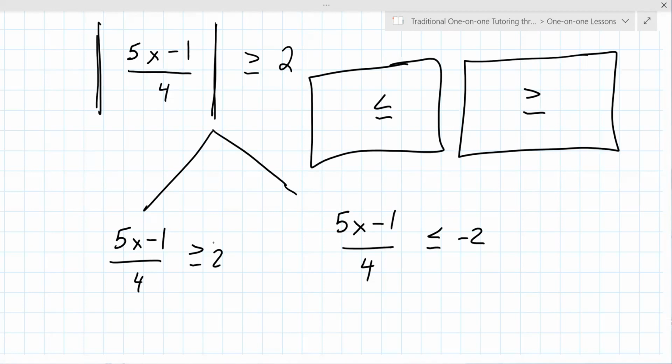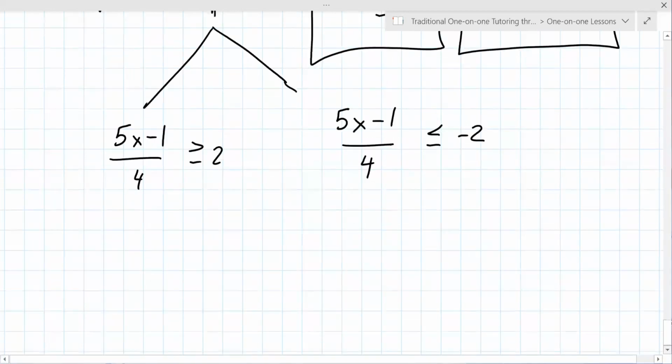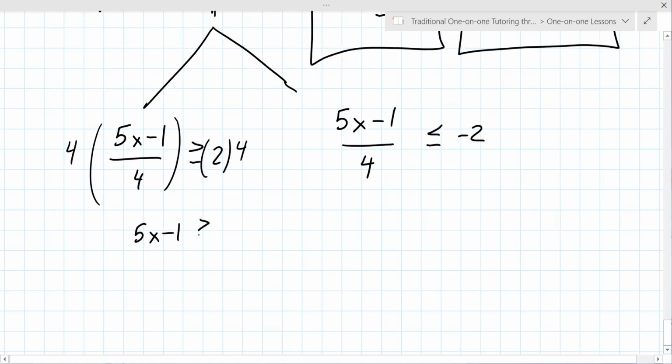Okay, so did you solve this one on the left? Yeah. Did you multiply both sides by 4? I did. Does that flip the inequality? No. Nothing. Then you add 1. 5x is greater than or equal to 9. So x is greater than or equal to 9/5. Yeah.